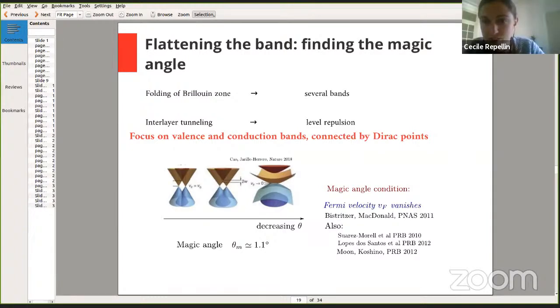I think this is a calculation that you can do. The idea of the Bistritzer-MacDonald model, which is the one that I'm using and that is very often used in this field, is just to take a continuum model of graphene around the Dirac cone, to take two layers of this with an angle, and then add the superlattice potential corresponding to coupling these two layers together. The fact that there is a magic angle condition comes out of that. I don't really have an intuitive way of explaining it. Okay, thank you.